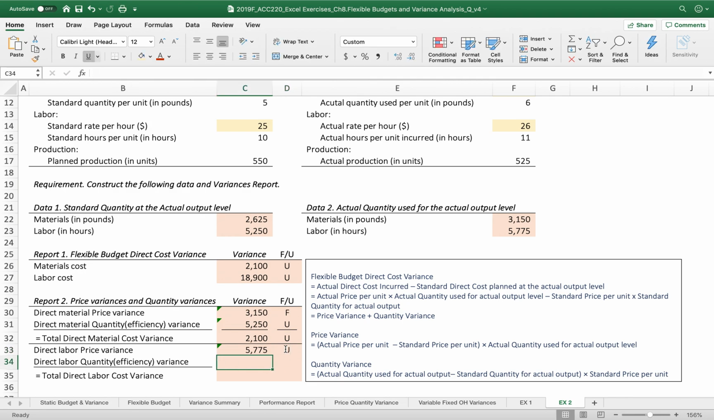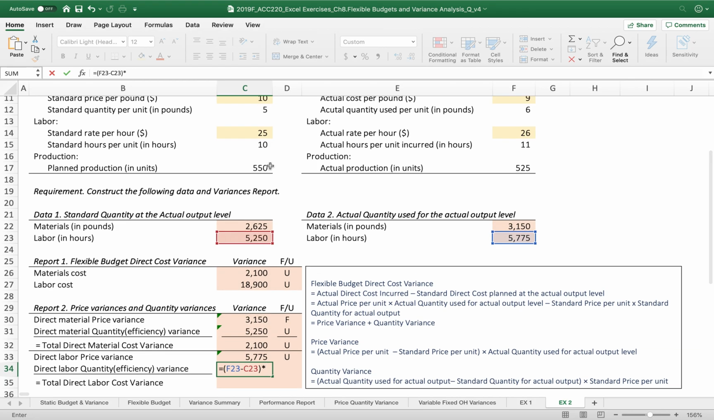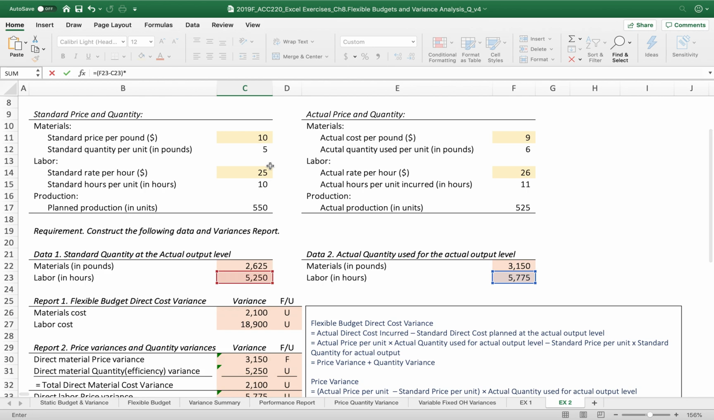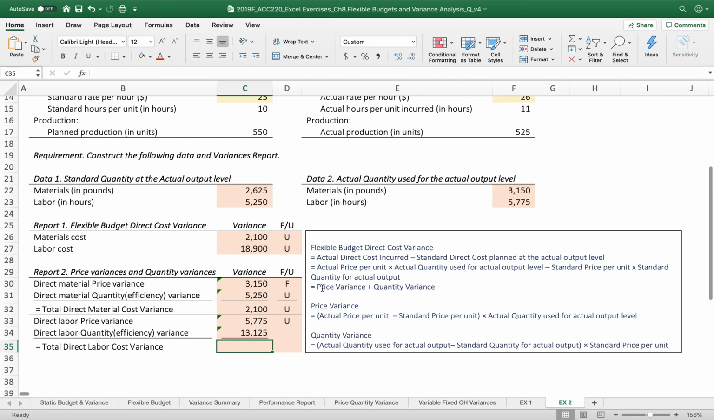What about the direct labor quantity and efficiency variance? Now we use the actual quantity used for the actual output level in the direct labor quantity. Here you go. This minus 5,250, the standard quantity at the actual level of output, the full amount of output. And then times, we share the standard price per unit. That unit again is pounds. Where is that pound? I'm sorry, that is the rate. Where is that rate? 25. Here you go. So we got it.